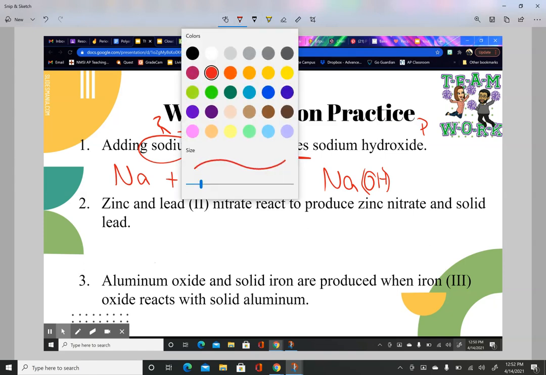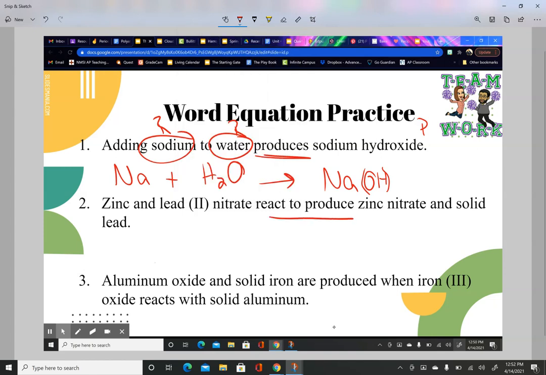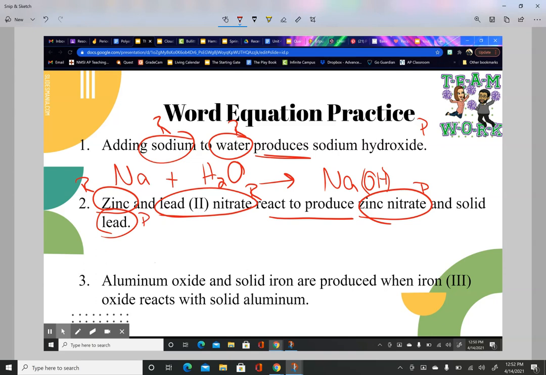All right, next. Zinc and lead 2 nitrate react to produce zinc nitrate and solid lead. So I'm going to have zinc as a reactant, lead 2 nitrate as a reactant. Zinc nitrate is a product because it's produced, and solid lead is also a product. If I put my arrow in the middle, I start by putting my reactants on the left. When you go to the periodic table to find zinc, it's Zn. It's an element. It doesn't have to have any crisscross charges because it's not in a compound.